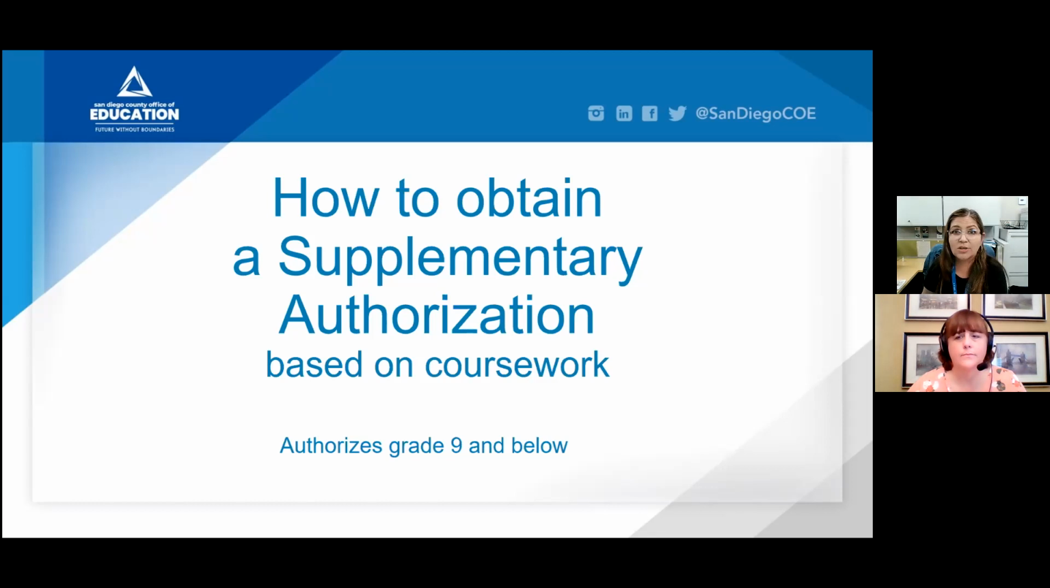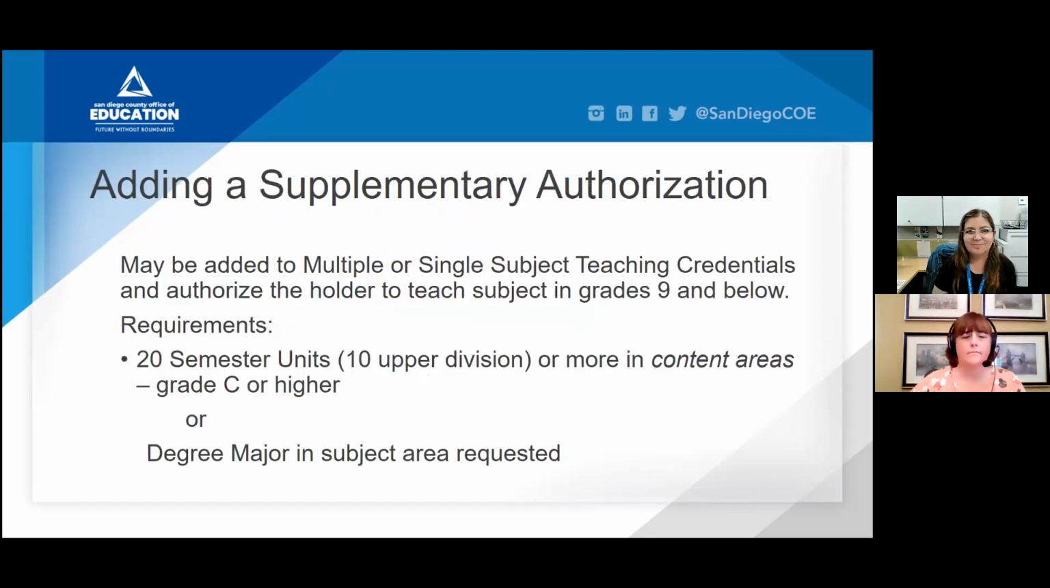We're going to talk about how to earn an authorization via units and only units right now. So that's what's coming: how to obtain a supplementary authorization based on coursework. Now, a supplementary only authorizes 9th grade and below. So if you are interested in teaching above 9th grade level, you don't want to go this route. So what can you add a supplementary authorization to? You can add it to your multiple or your single subject teaching credential. And again, it's only going to authorize grades 9 and below.